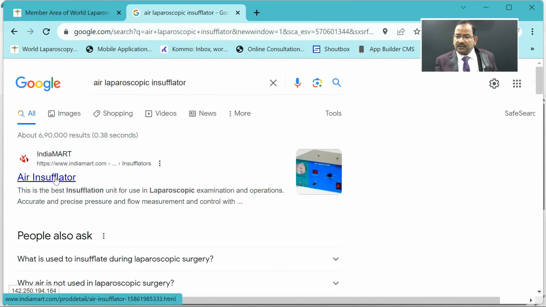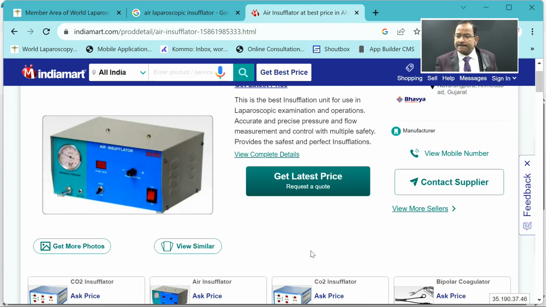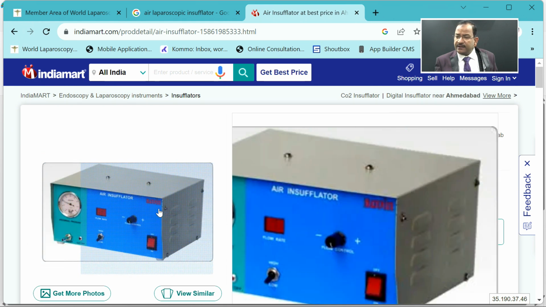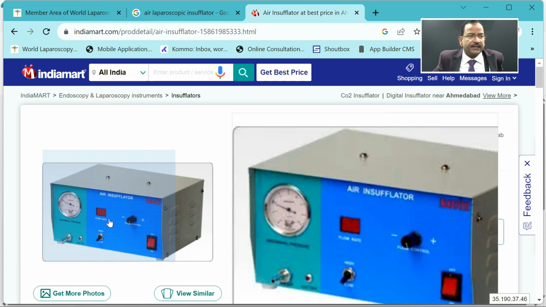These are all available on IndiaMART. You can get them for 10-15 thousand. These are air insufflators. This is a CO2 insufflator, this is an air insufflator, and some of them have both CO2 and air. So, these insufflators are available in the market.